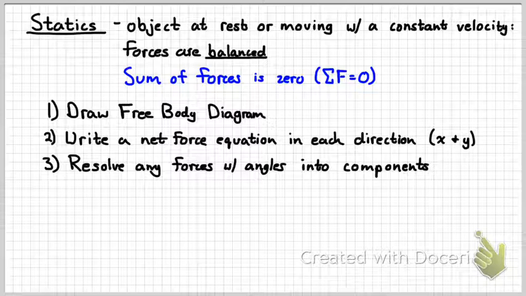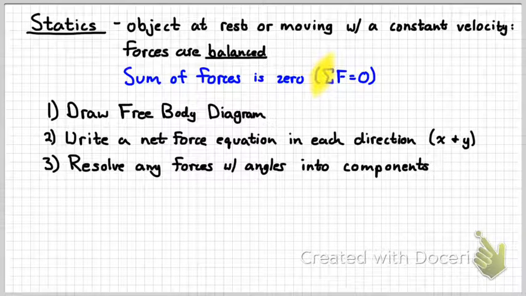When you see the words at rest or moving with constant velocity, you immediately know that the forces on the object are balanced, meaning the rights have to be balanced by the lefts and the ups have to be balanced by the downs. Another way to say that is to say that the net force, or the sum of the forces, is zero. And we use the symbol sigma to represent net force. So that's the sigma right there.